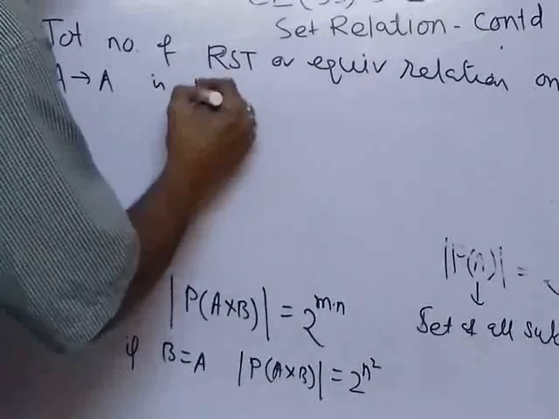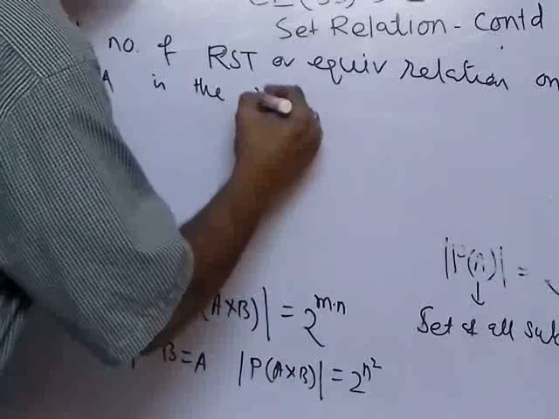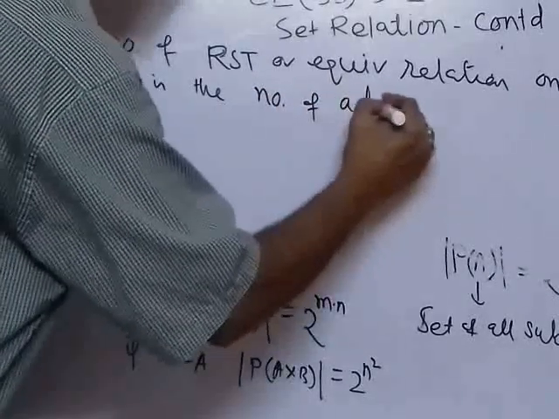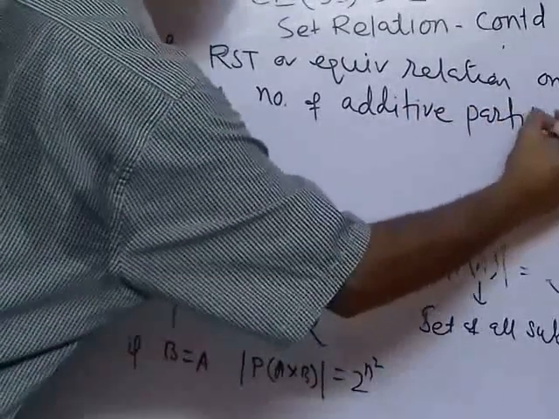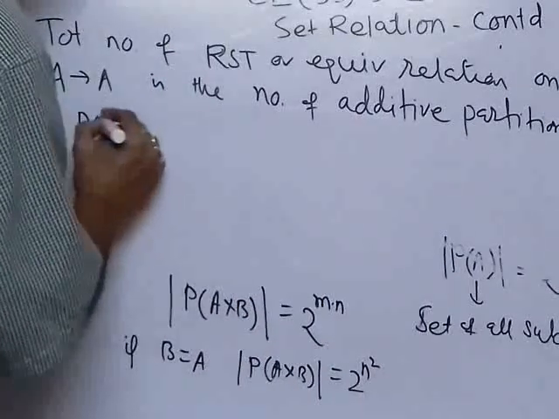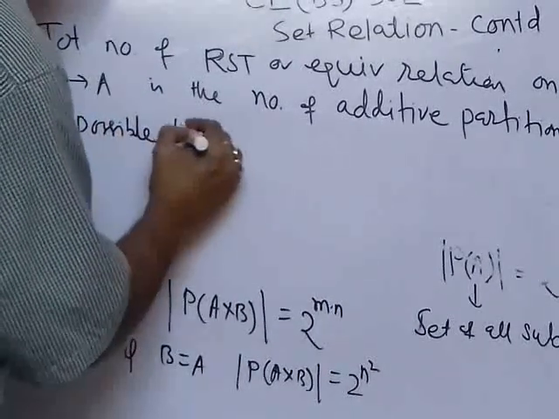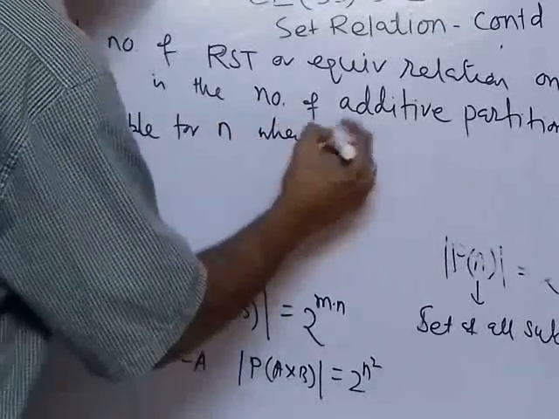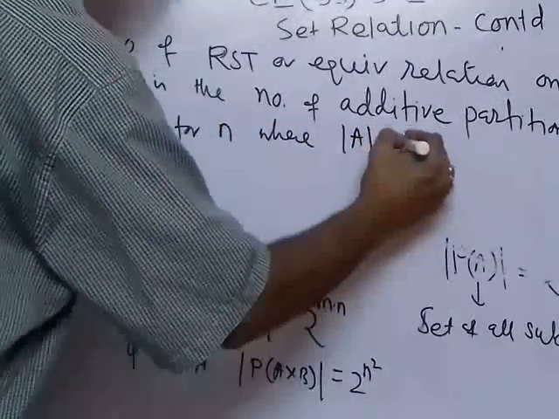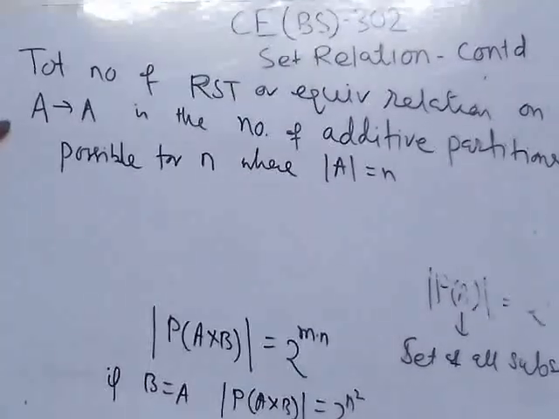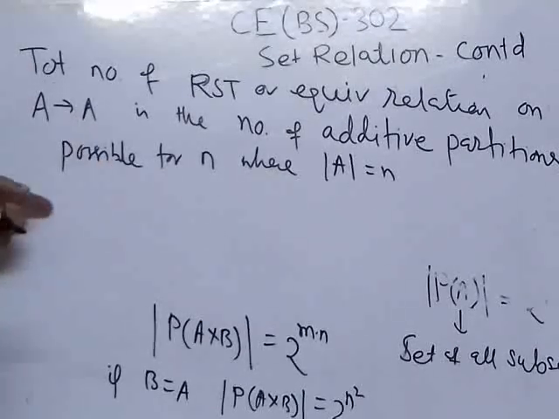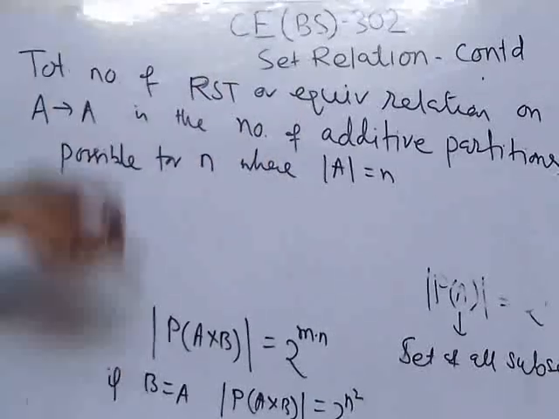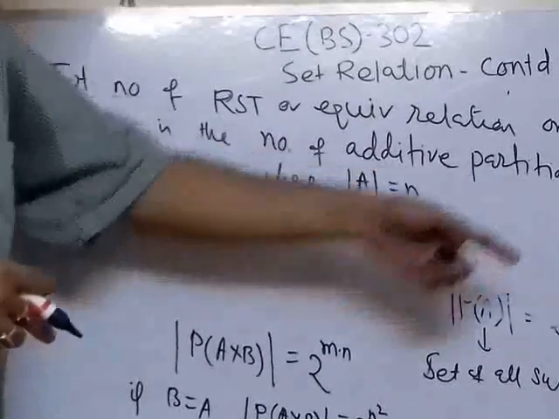Suppose I am considering A to A, the number of additive partitions possible for n, where n is the measure of A. So if A has n elements, then from this Cartesian product A cross A, we can find the number of equivalence relations. The number of equivalence relations will be the total number of additive partitions of n.